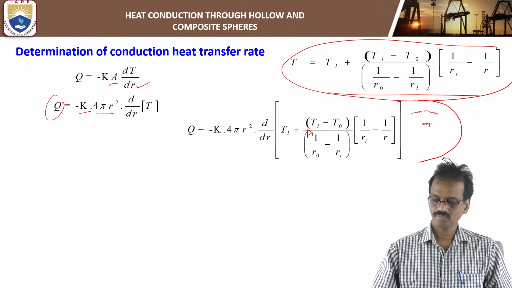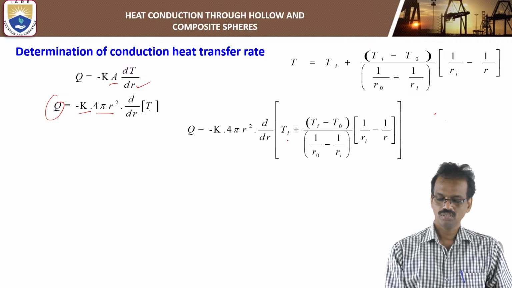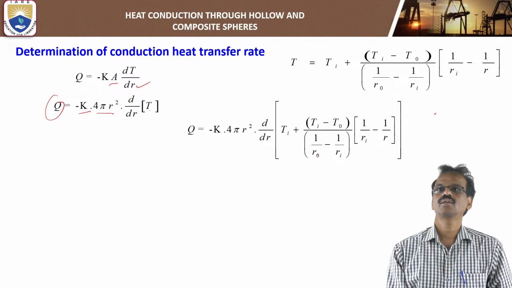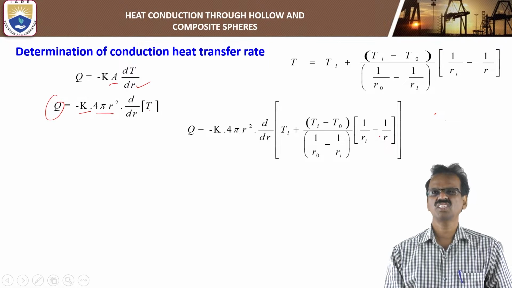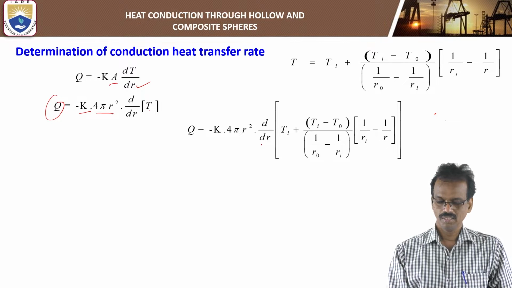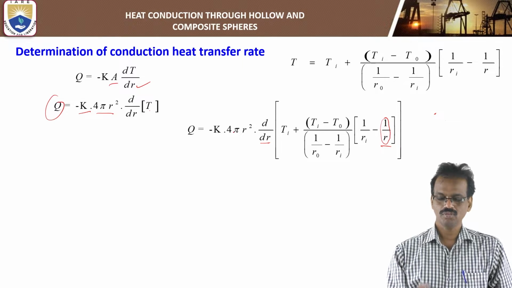You can observe here that T is equal to Ti plus (Ti minus T naught) by (1 by r naught minus 1 by ri) into (1 by ri minus 1 by r). So this is the T value substituted. Now we take the derivative with respect to r. Only r is variable here, so we differentiate this whole term with respect to r.